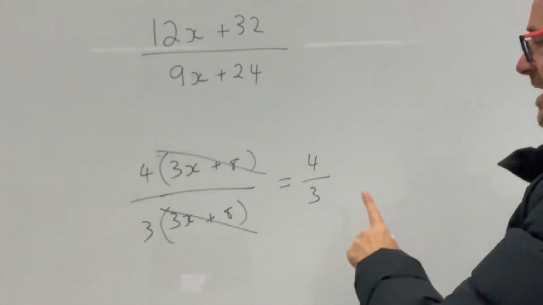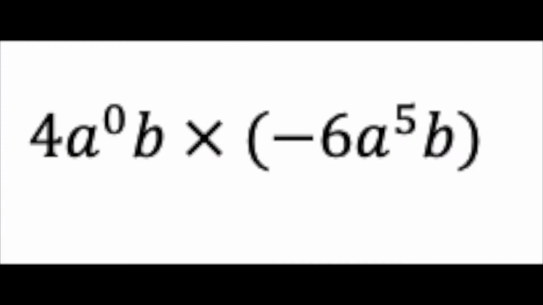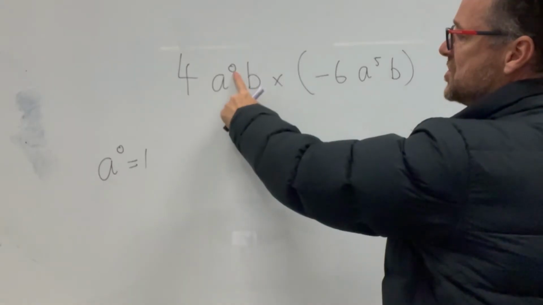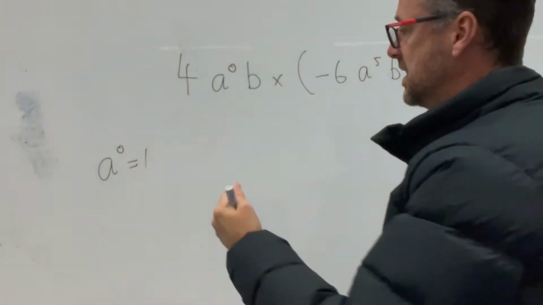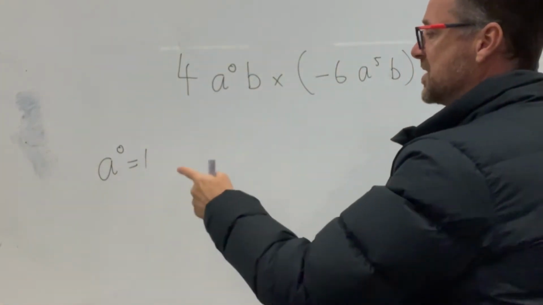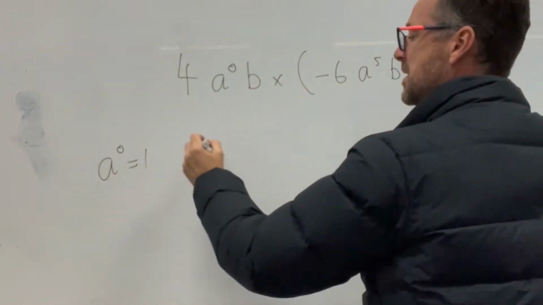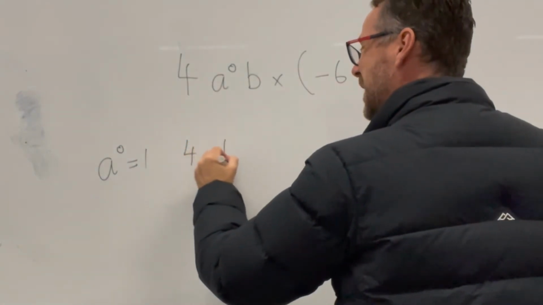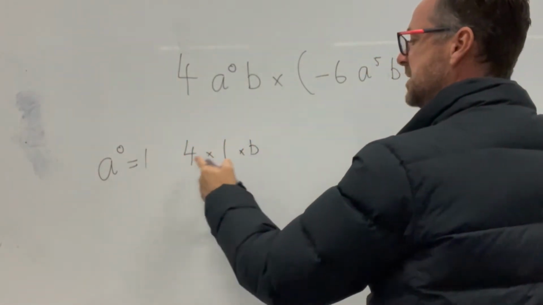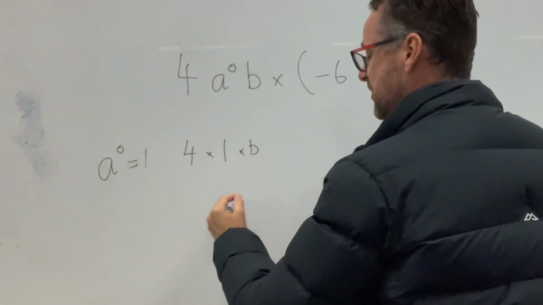Now you can leave that as that in this scenario, or you can simplify it to 1 and 1/3 if you wish to. Okay, so here we have just a multiplication question with some a and b, and we have an a to the 0. And our formula sheet tells us that a to 0 equals 1. So we can replace that a to the 0 with 1. So it becomes 4 multiplied by 1 multiplied by b, which is 4 times 1 is 4, times b is 4b.